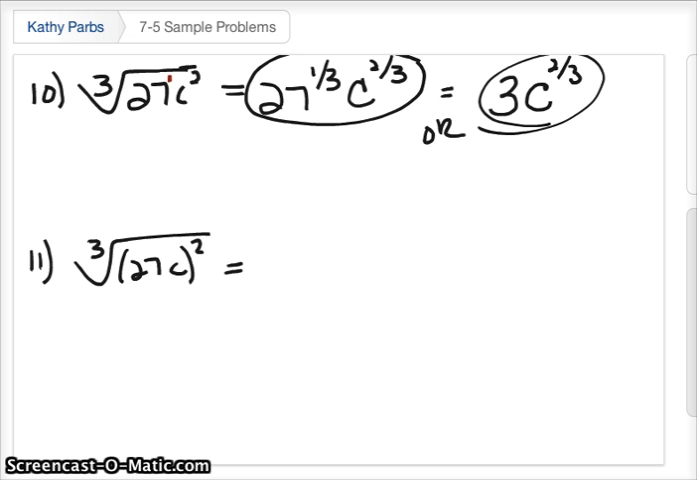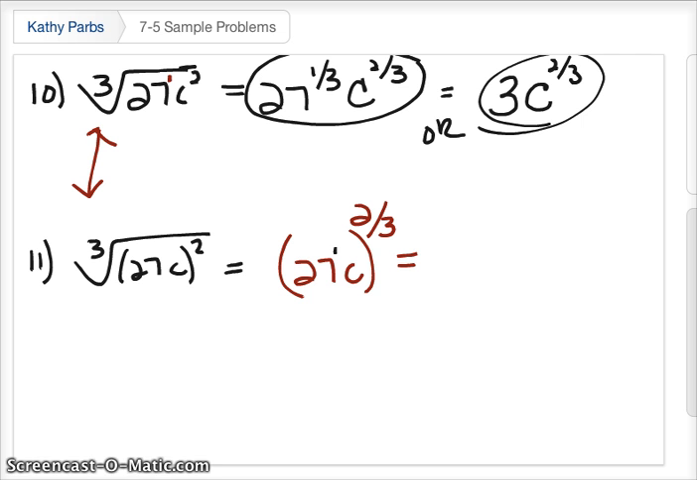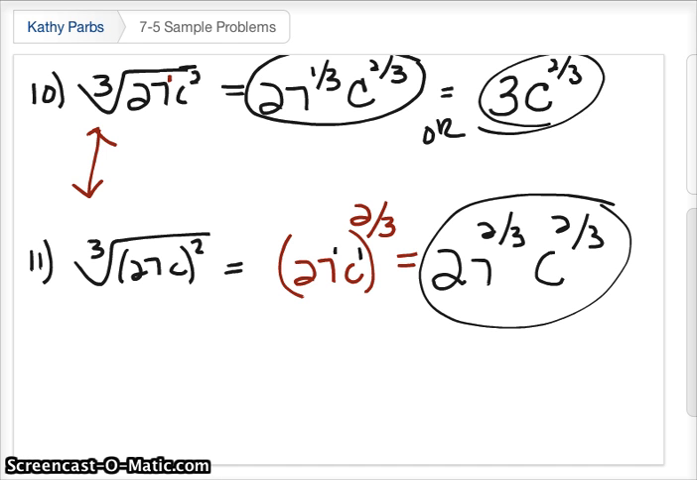The difference between these two problems, once again, is the parentheses. So in parentheses we have 27c raised to the 2/3. And remember, now we have to distribute that 2/3 to both bases. So we get 27 to the 2/3, c to the 2/3. And you can just leave your answer like that.